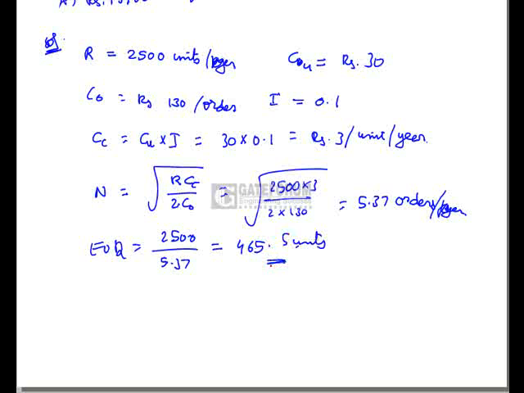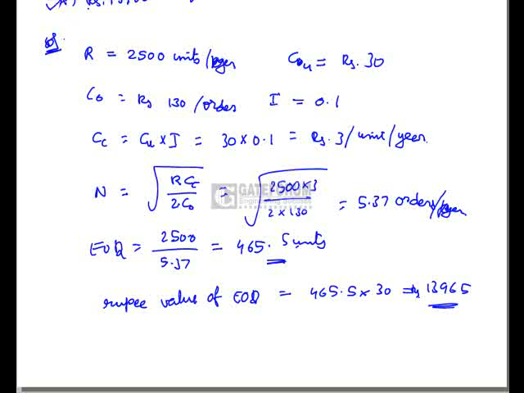So this is the economic order quantity, but we will have to calculate the rupee value of the optimum order to be placed each time. So the rupee value of the optimum order or economic order quantity is equal to 465.5 into CU, that is 30, which is equal to 13,965 rupees. So in the options, the right option is A. A is the right answer.